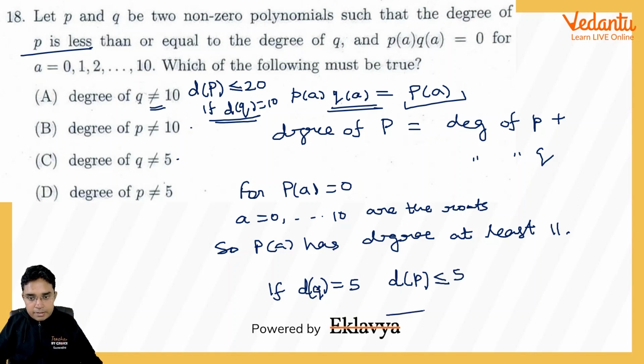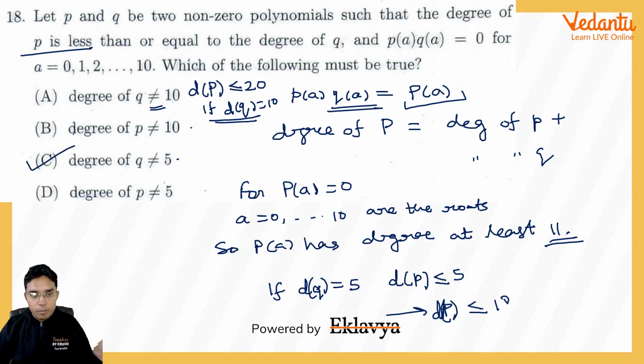In that case, degree of this capital P will be less than or equal to 10. But we have proved that degree has to be at least 11. So degree of Q being 5 is not possible. So this must be true. So my answer for this question is C.